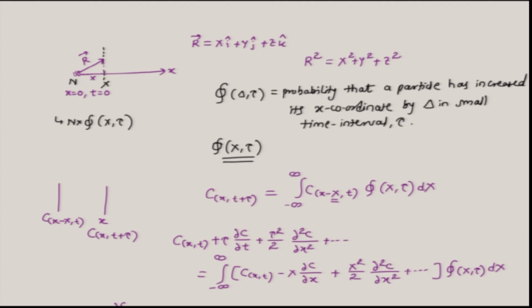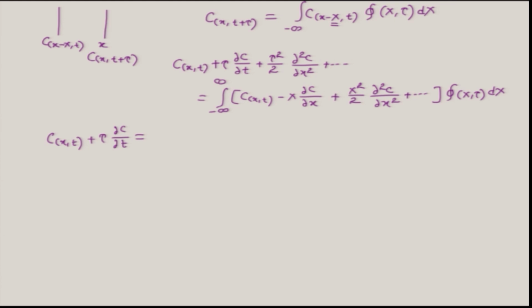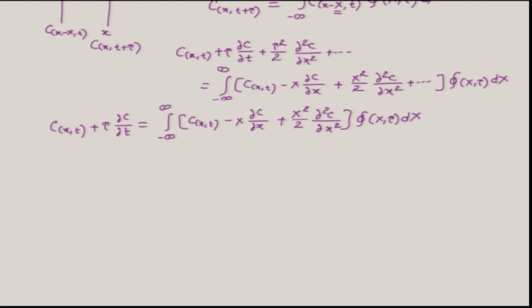So, on the right hand side we can ignore the terms higher than x square, right. So, we can write on the right hand side integral from minus infinity to infinity C of x t minus X times dou c by dou x plus X square by 2 times the second partial of c with respect to x, times phi of X tau dX. Remember, this integral is with respect to the capital X, which varies from minus infinity to plus infinity.